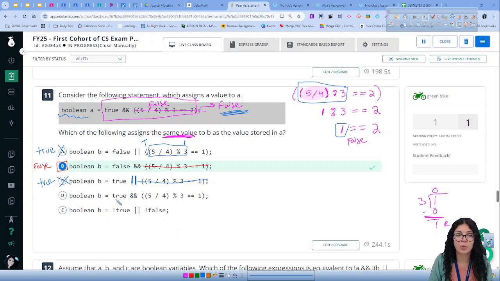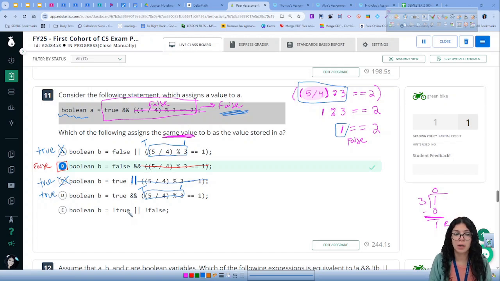D is true and, okay, well, this is an and, so in order for me to determine if this is true or not, I have to check the second one. But notice the second condition is 5 divided by 4 mod 3, if that equals 1, which of course the 5 divided by 4 mod 3 is 1. We went over that a second ago. And so 1 equals 1 would be true. So we have a true and true, which is true.